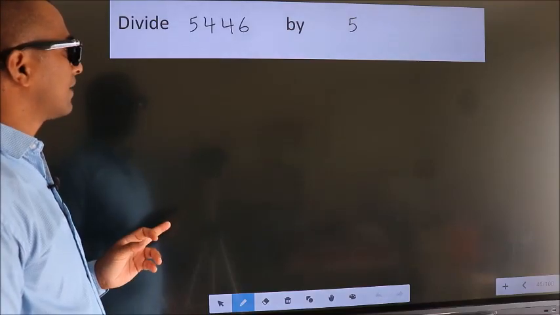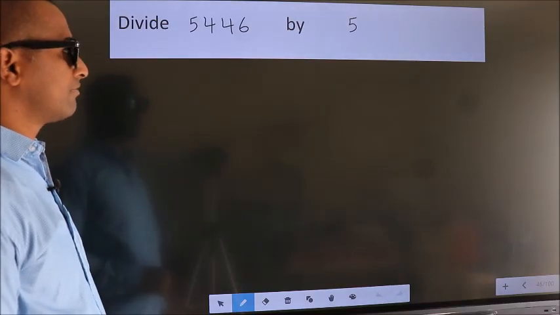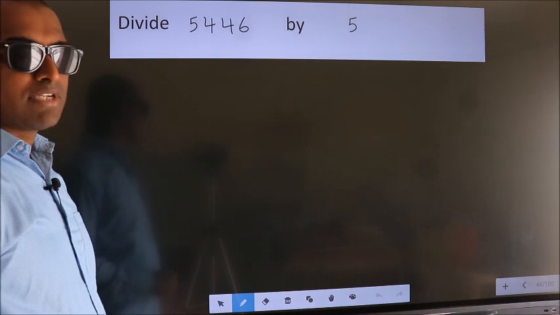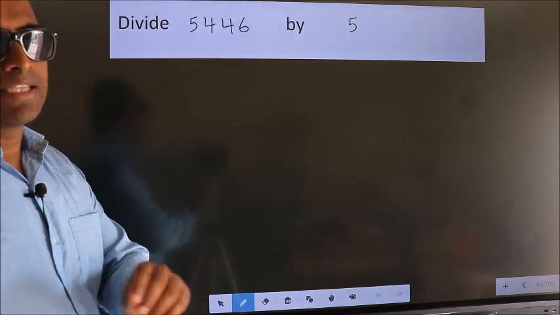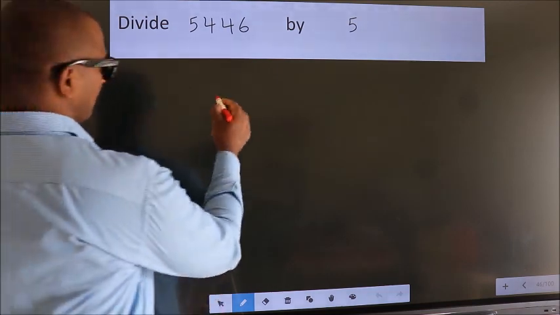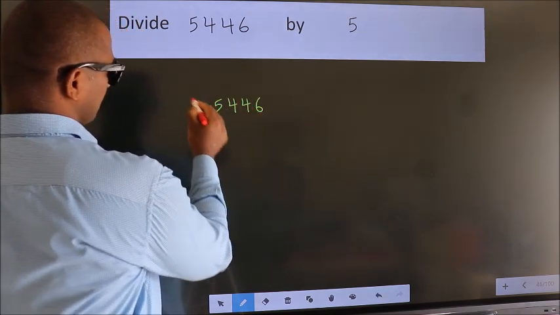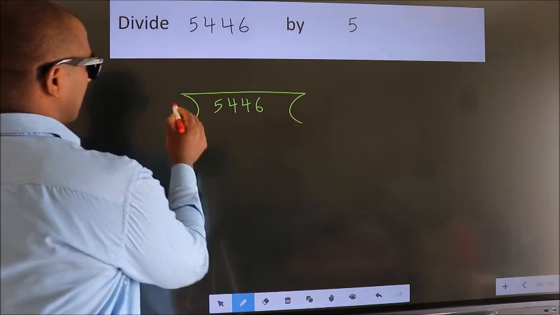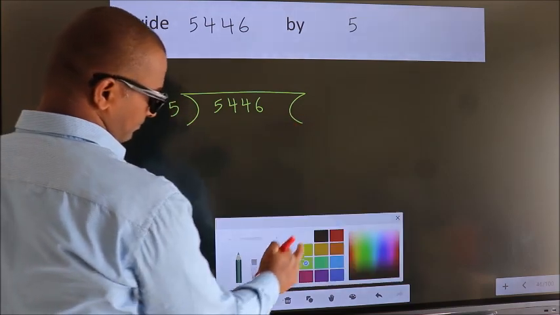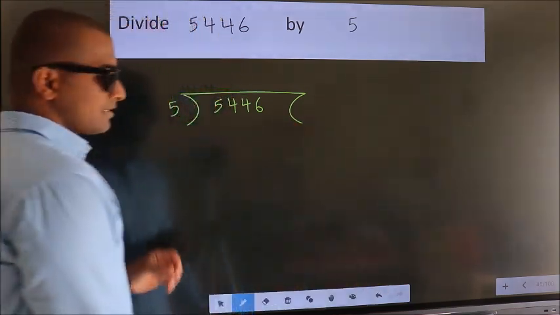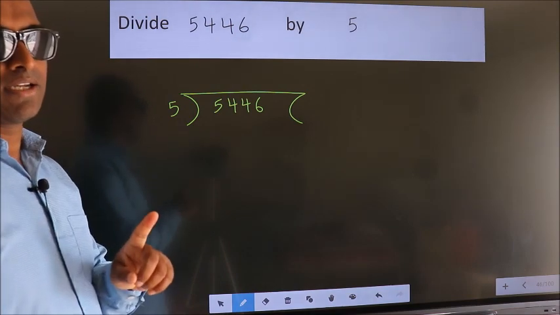Divide 546 by 5. To do this division, we should frame it in this way. 546 here, 5 here. This is your step 1.